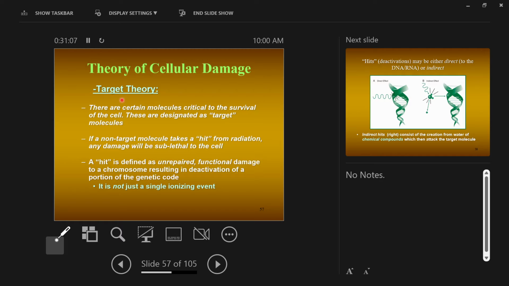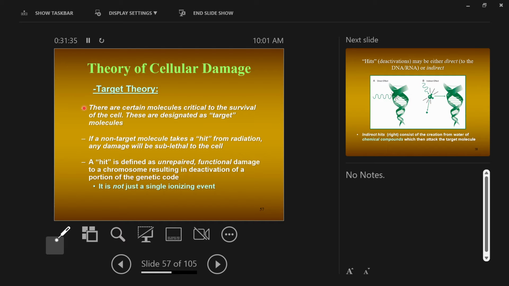All right. The theory of cellular damage. This is called target theory. We said earlier that the nucleus was what we would maybe consider the most important part of the cell. It's like the information center for the cell, right? There are certain molecules critical to the survival of the cell. These are designated as target molecules.